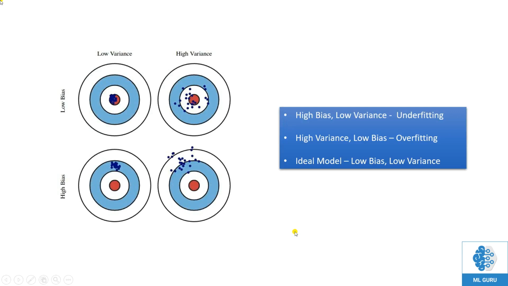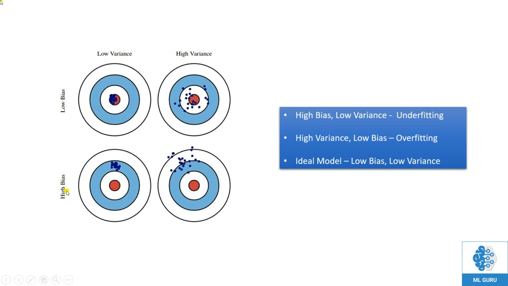Now we have two terms, bias and variance, and each of the terms can be high or low. So we have a total of 4 combinations of bias and variance. The two models we have seen so far are the high bias and low variance model and the high variance and low bias model. These contours are nothing but the contours of the loss function, and this red point here is the optimal solution, and these different points are nothing but the different models which I have predicted.